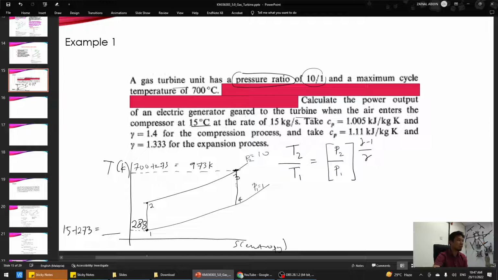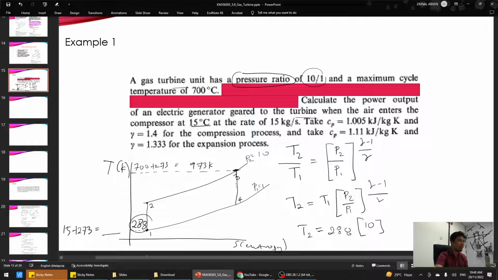So to find T2 here, we have T1. Just rearrange this equation. Wait a minute. T2 equals T1 times P2 over P1 to the power of gamma minus 1 over gamma. So T2 equals, where's your T1? Here, 288, and your P2 over P1 is 10.